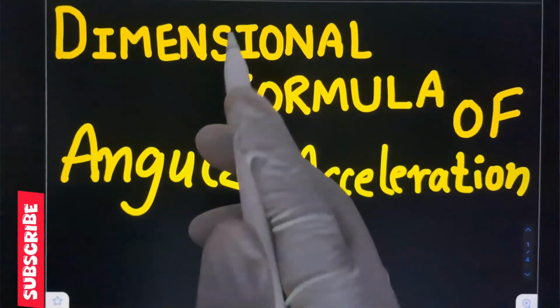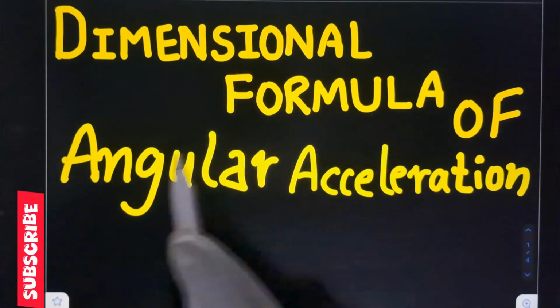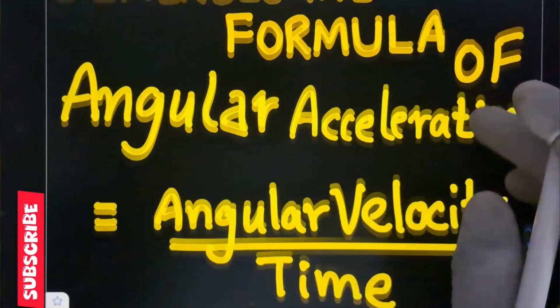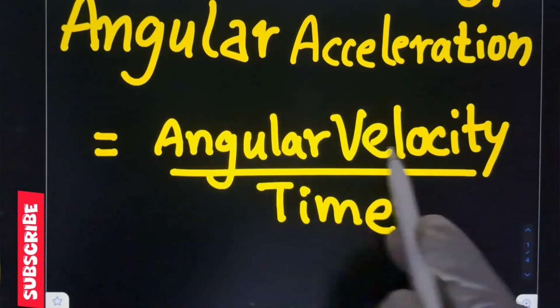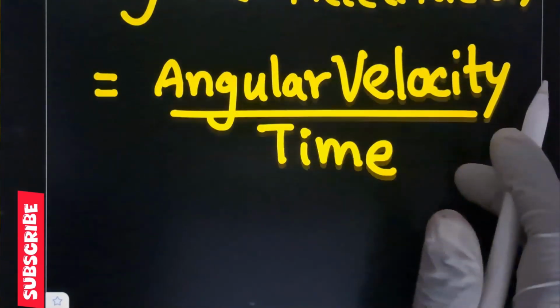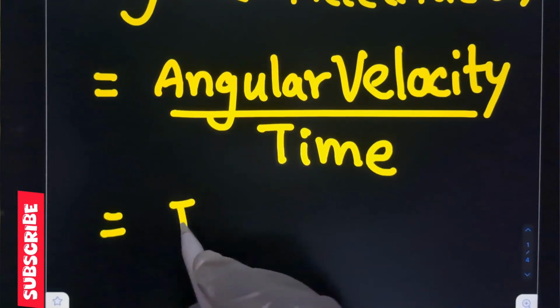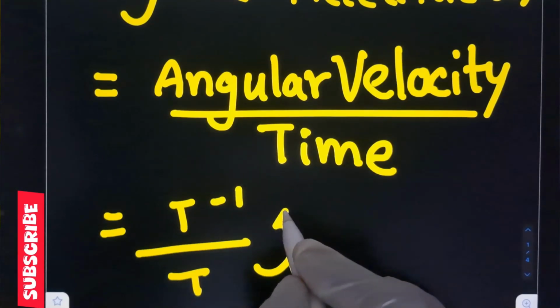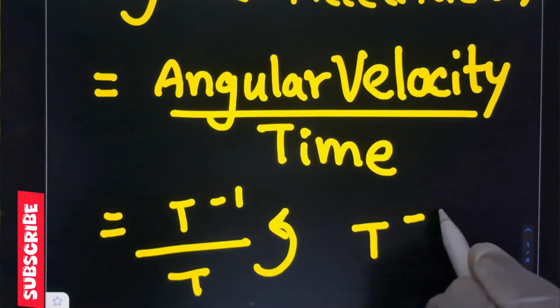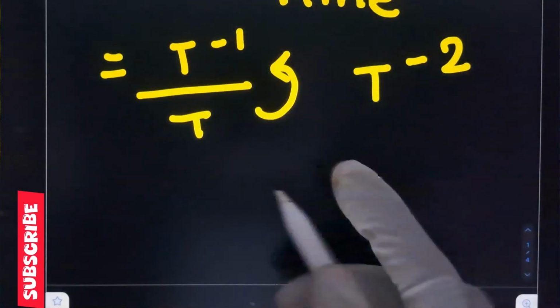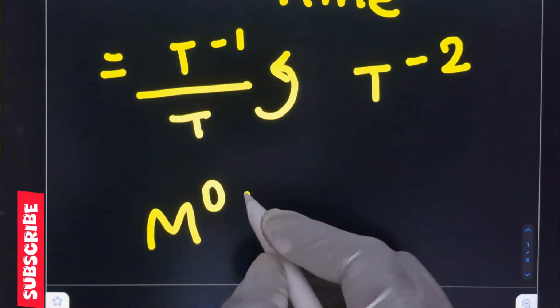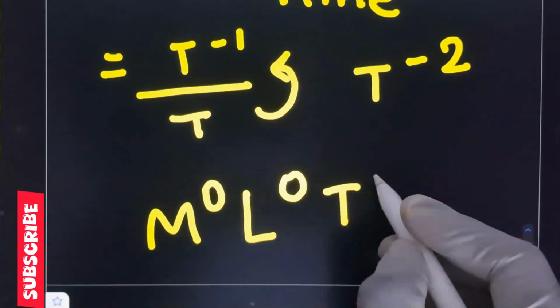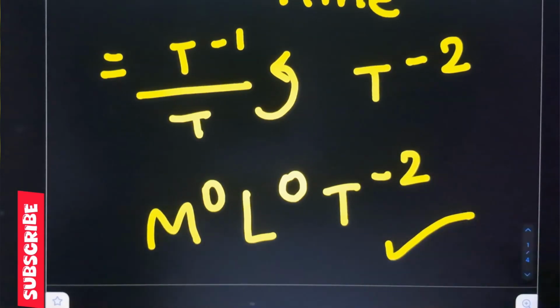To find the dimensional formula of angular acceleration, it is angular velocity by time taken. The dimensional formula of angular velocity is T power minus 1, divided by time T. When the T is reciprocated, it becomes T power minus 1. So T power minus 1 into T power minus 1 is T power minus 2. So the dimensional formula of angular acceleration is M power 0, L power 0, T power minus 2.